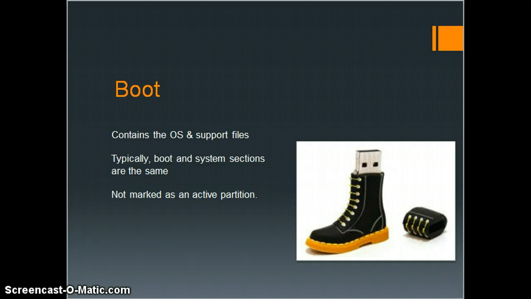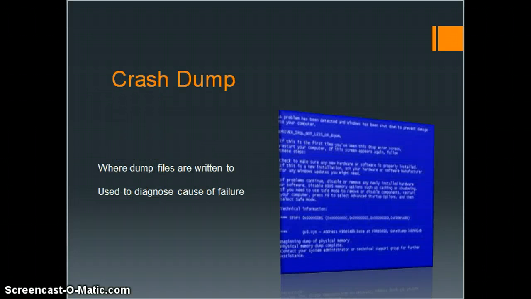Although it seems that the boot and system partitions are named backwards, this convention has been used since Windows NT was introduced, and it has not been changed. The crash dump partition or volume is the one to which the computer attempts to write files in the event of a system crash. Dump files can be used to diagnose the causes of system failures.